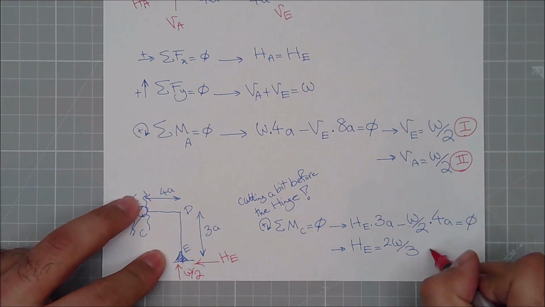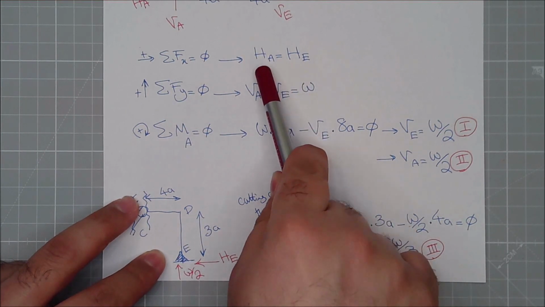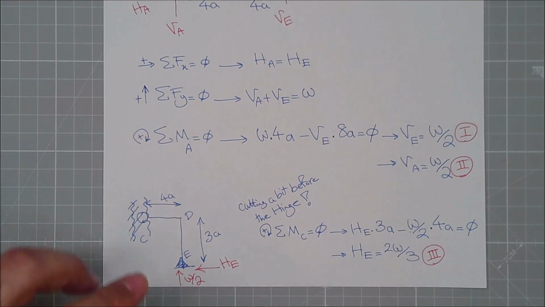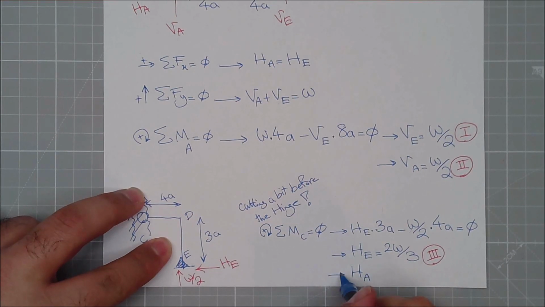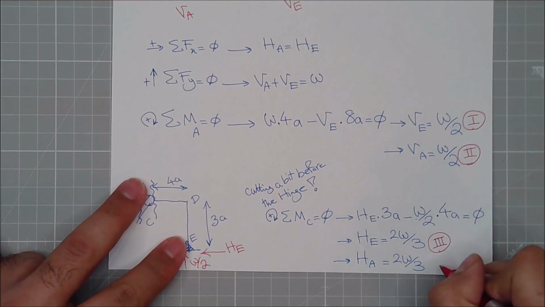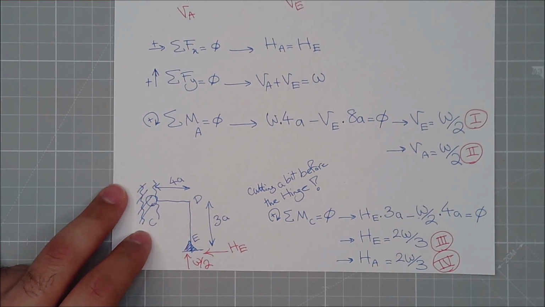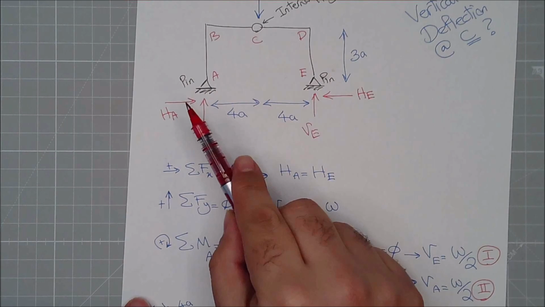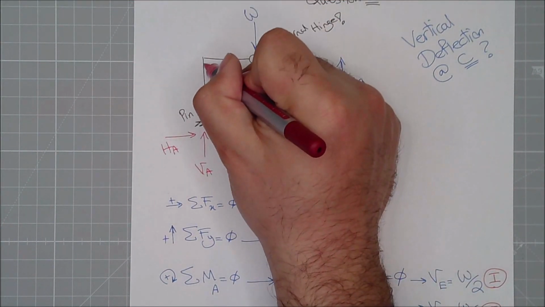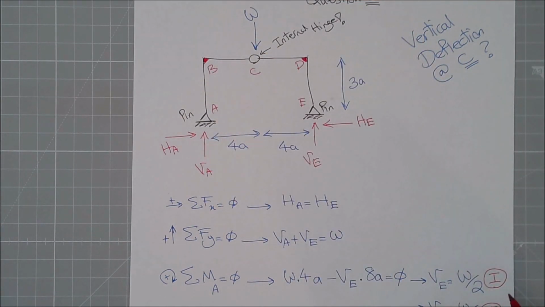Let's call this equation number 3. If this is this much, if I put it here, HA is the same as well. So HA is then equal to 2W divided by 3. Let's call this equation number 4. So far so good. I have calculated this, I have calculated this. I know these beams are fixed, so whatever moment is in my column will be transferred to the other side as well. And let's carry on.